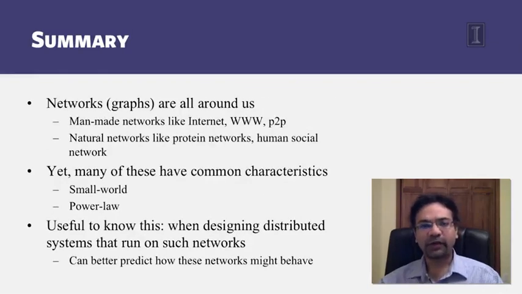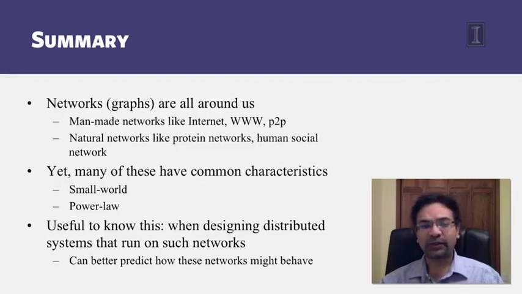To wrap up our discussion of structure of networks, networks are all around us, both man-made networks such as the internet, the World Wide Web, and peer-to-peer networks, as well as natural networks that have evolved over centuries and millennia, such as protein networks and the human social network. Yet a lot of these networks have common characteristics. Many of them are small world networks that have a very high clustering coefficient and very short path lengths. And they're also power law, where you have a very large number of vertices that have a small degree, but some vertices have very high degrees.